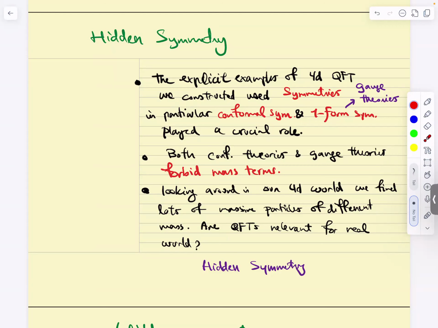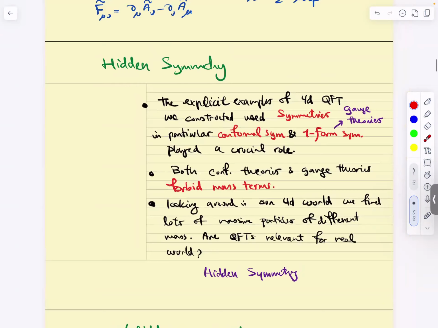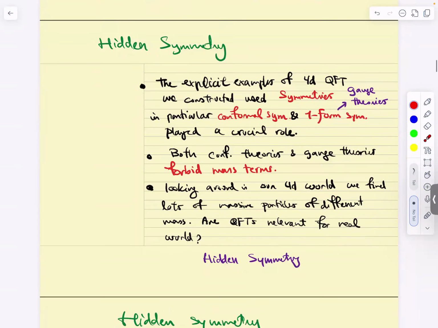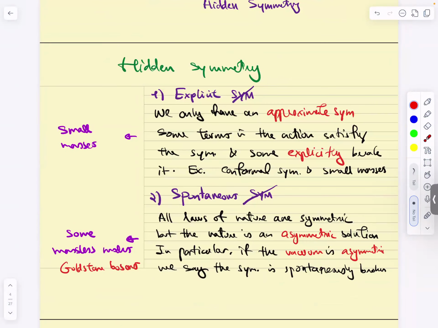You could say this is okay. All right. Are these quantum field theories that we've discussed relevant for the real world? And the idea here is hidden symmetry. So what is hidden symmetry? It's a theory that's symmetric, but not real. If you want to use these models to describe nature, it turns out that there could be 3 ways that we could use these symmetric descriptions to describe nature. It could be that there is an approximate symmetry.